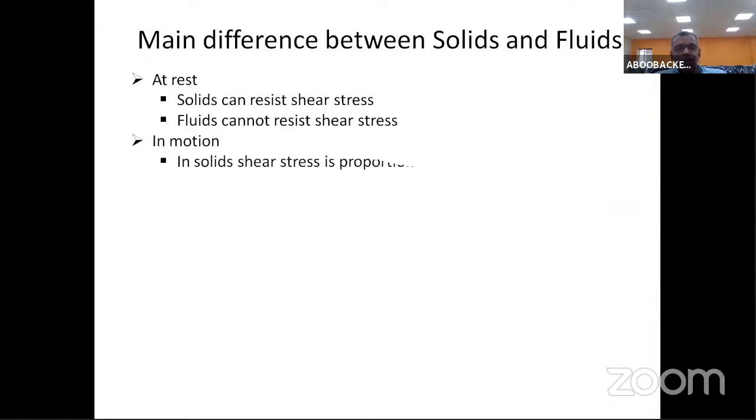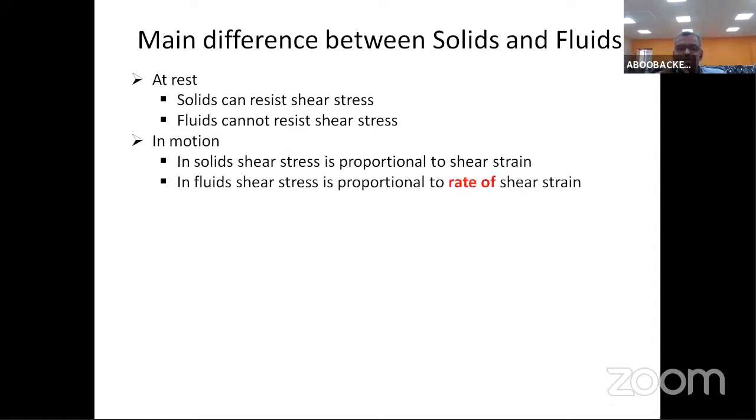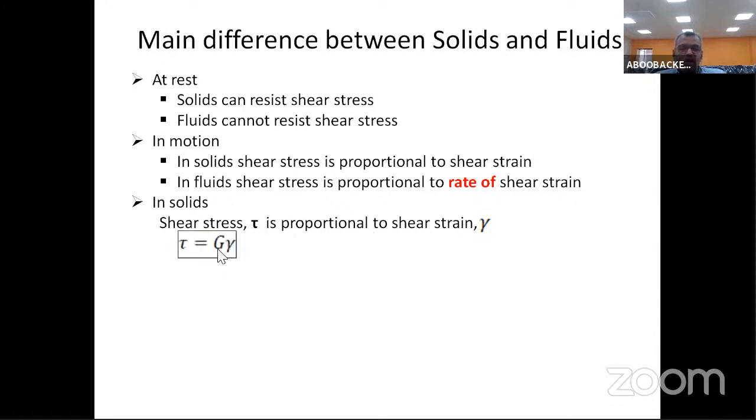Whereas in motion, in solids shear stress is proportional to shear strain. In fluids, it is proportional to rate of strain, because the fluid is continuously deforming, so we have to take a rate, that is, change with respect to time. Whereas here it is finite, so it is directly proportional. Mathematically, shear stress is proportional to shear strain in solids. Shear stress is denoted by tau and shear strain by gamma, so tau is equal to G into gamma, where G is the proportionality constant called the modulus of rigidity.